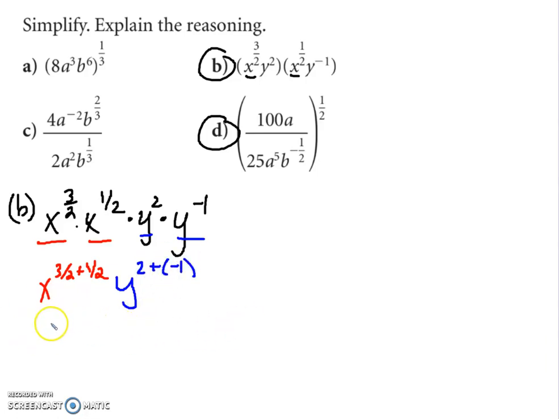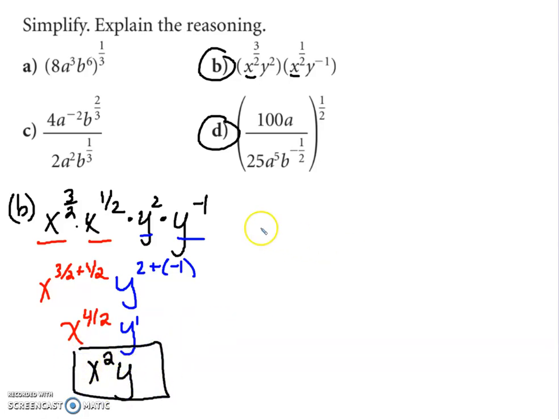So we'll end up with x, and in this case, 3/2 plus 1/2 is 4/2. And y is 2 plus negative 1, which is just to the power of 1, which we don't even need to include. I'll put it there just to show you in that step. And then if we can simplify further, well, 4/2 is just 2, x to the power 2, and y. So this would be our final solution.